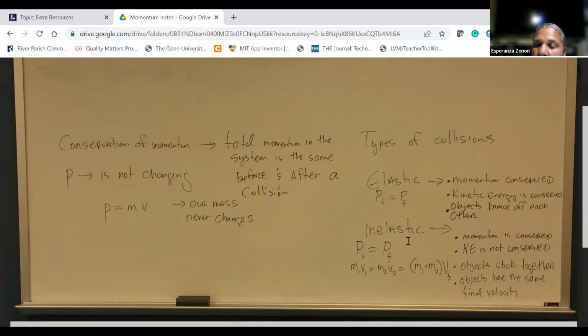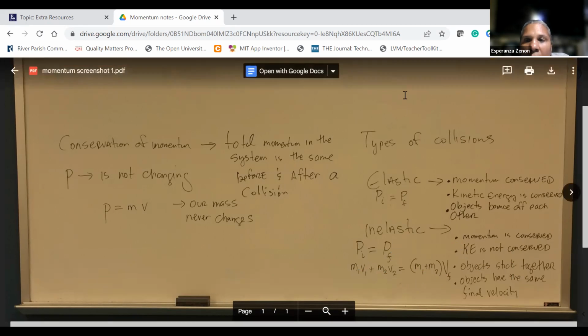More importantly, for the inelastic collision, I give you the equation that you use to solve problems for an inelastic collision. We don't solve problems dealing with elastic collisions because that math is above what we do in this class, but you can surely solve problems dealing with an inelastic collision, and we'll see a couple of examples that relate to momentum conservation.